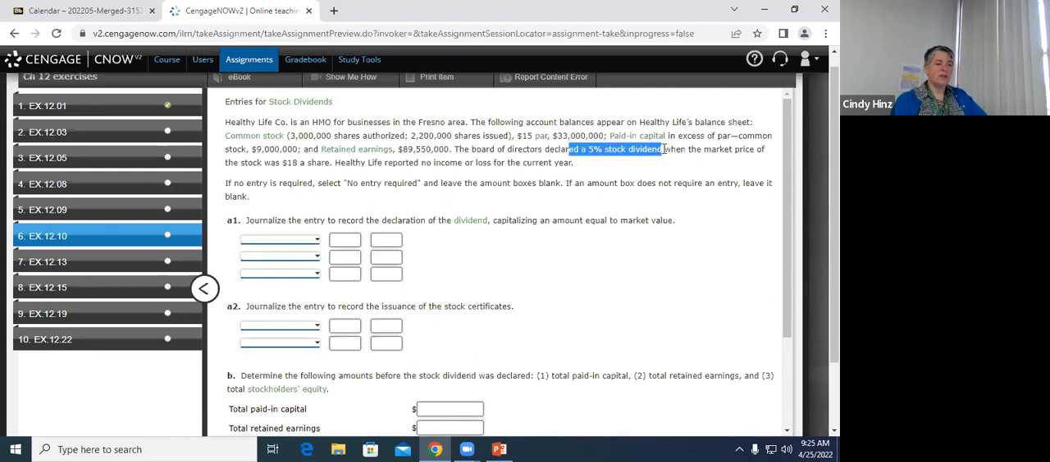The board of directors declared a 5% stock dividend when the market price was $18 a share. That 5% certainly fits our definition of a small stock dividend. And so we're going to use that $18 per share as the value of our dividend.